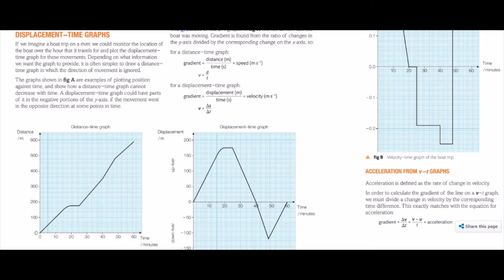And then you can see in this part where the graph starts leveling off, it becomes horizontal, and that tells you that velocity is 0. So when velocity is 0, the object is stationary, it is no longer moving, and that's why the graph is horizontal.